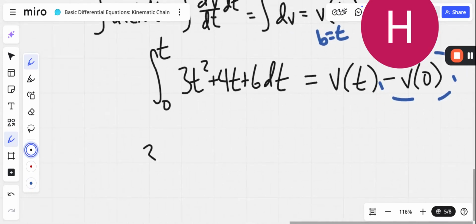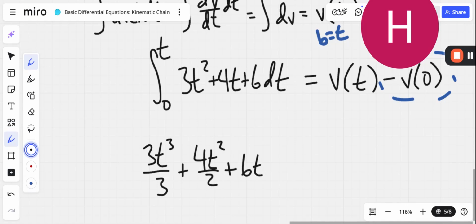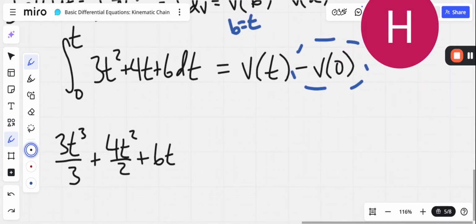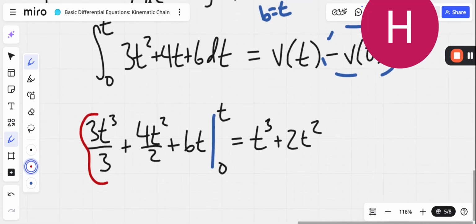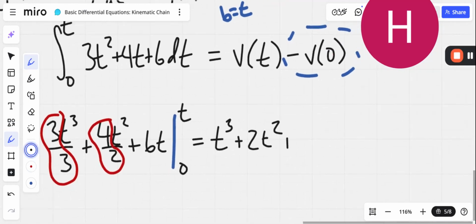So raise the power by 1 and then divide by the new power. It's the most simple rule. The best way to get good at it is to say it out loud every single time until it's literally second nature. Okay, that's just the best way to do it. So this is going to be evaluated from 0 to t, which is kind of easy to do, right? Because if I plug in a t, I just get the expression. I'm going to simplify the fractions, right? I can simplify this fraction, and I can simplify this fraction. But other than that, I'm just replacing t with t, so therefore nothing changes.